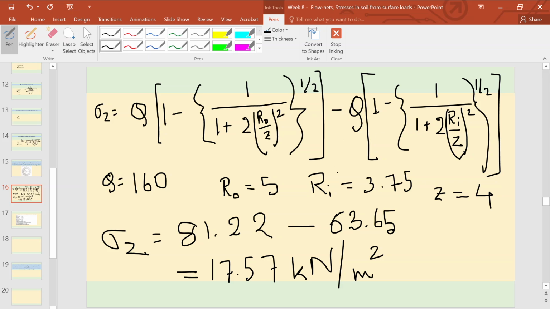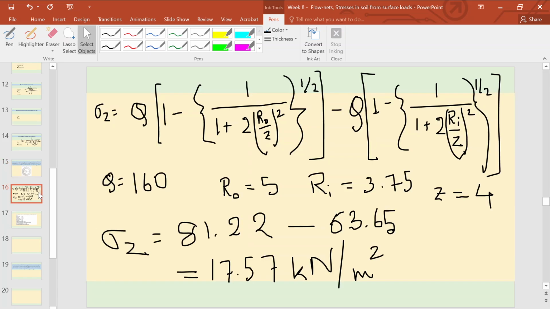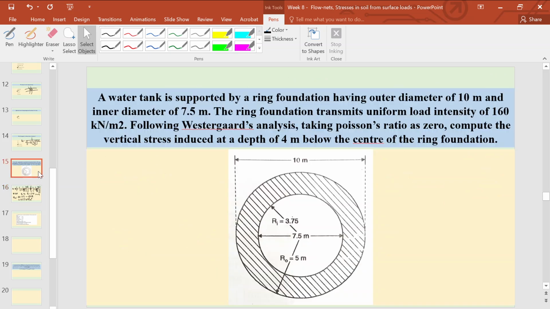Sir, if possible, can you write Boussinesq's formula on the side? What is the inner value of that bracket? Q into whatever you have written for Westergaard's. No need of solving, sir, only that formula, on the solution slide, slide number 16. The inner part of that bracket. So you tell me what is the formula? I forget, sir. I am actually using 1 minus cos cube theta.